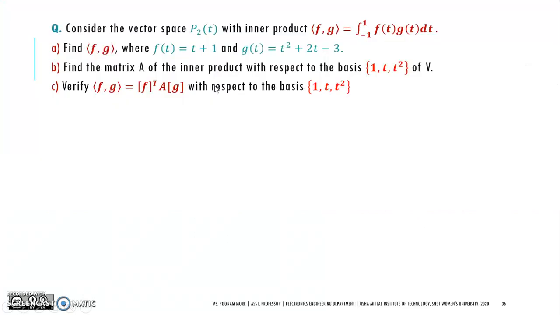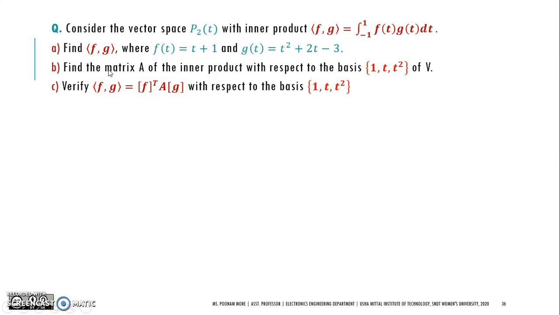Here we will discuss the problem in which we have the vector space of polynomials of degree 2 with the inner product defined by this integration with the limits from -1 to 1. Here we have to find out the inner product of f with g, where f of t is given as t plus 1 and g of t is given as t square plus 2t minus 3.